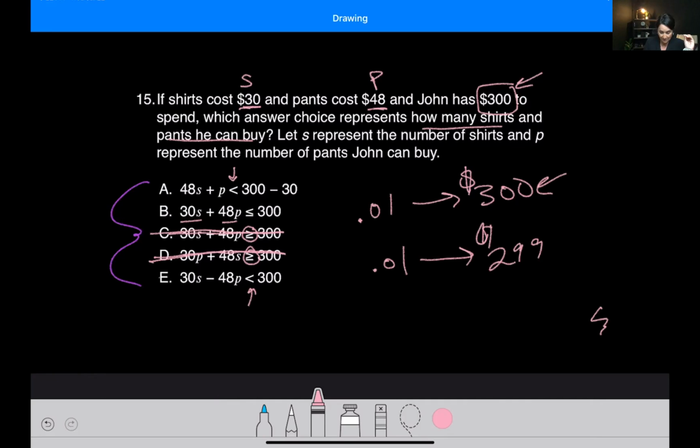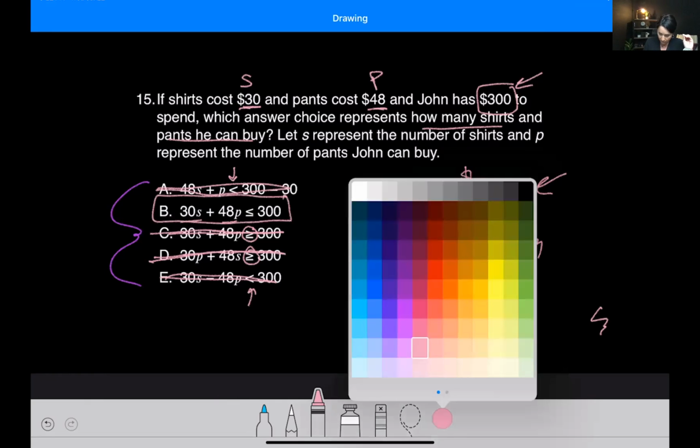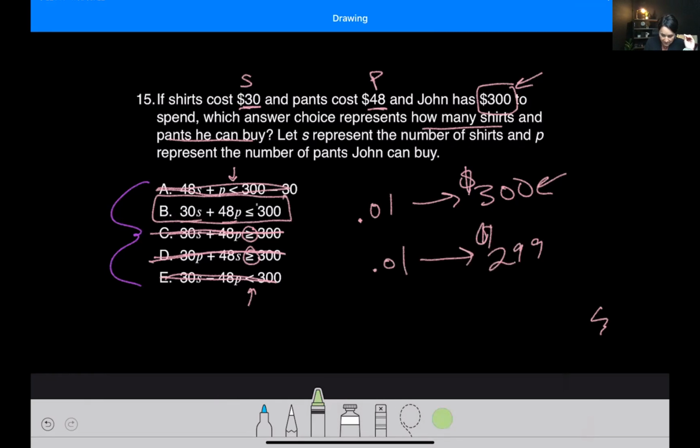And in this case, this is just less than. Pull it out. And this one is just less than. Forget about it. B is the right answer. Because of this inequality sign, it's telling me I can spend 1 cent all the way to 300, but I cannot pass 300. And I did not have to do anything.